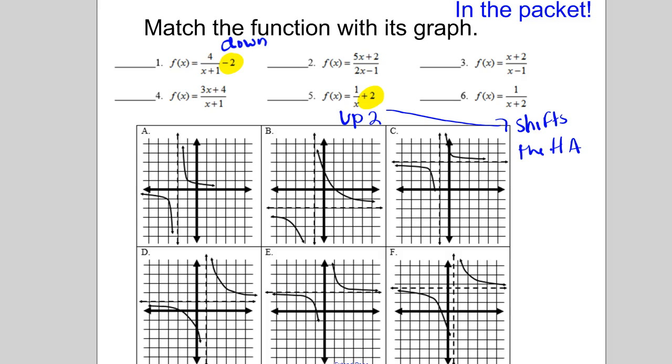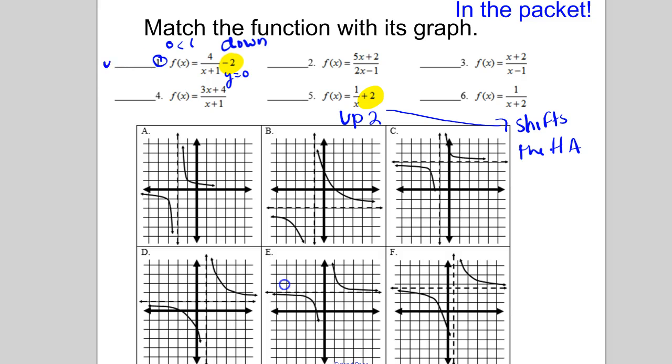So what I'm going to do is first go figure out the horizontal asymptote of this one. Remember, looking at number 1, it says compare degree of numerator to degree of denominator. In number 1, the degree of my numerator is 0. The degree of my denominator is 1. So 0 is less than 1. If I find my case for m less than n, it says y equals 0 is my horizontal asymptote. But this minus 2 shifts it. So y equals negative 2 is my horizontal asymptote.